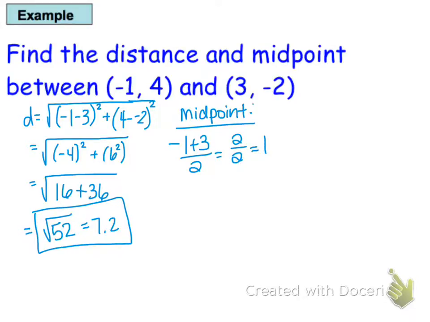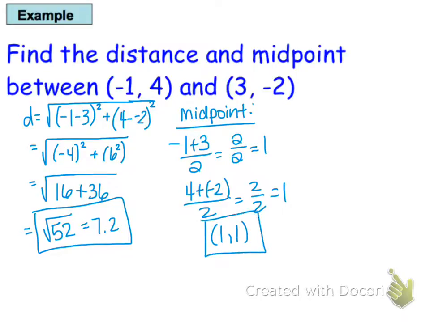And we'll also average the y values. So we'll do 4 plus negative 2 divided by 2. And that averages out also to 1. So it looks like the midpoint here is 1, 1. And we've now found our distance and our midpoint.